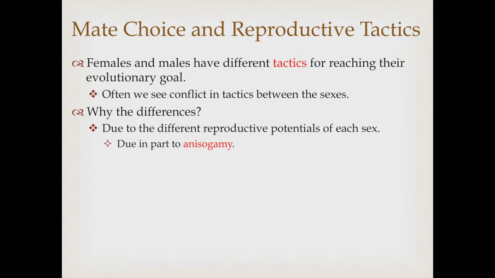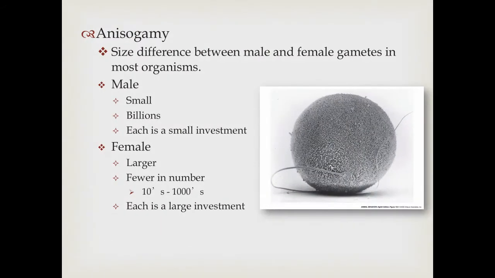So why do these differences exist? Well, this is due in part, at least, to the different reproductive potentials of males and females. And the basis for this springs from anisogamy. Anisogamy is based in the fact that there is a huge difference in the size and investment in female gametes versus male gametes. Sperm are small, males can make billions of them, so each one is a relatively small investment. Now compared to that, from the female's perspective, eggs are much larger. They can produce fewer of them because there are limited resources and time to make the egg. So each one represents a relatively large investment. And this is going to greatly influence how males and females approach reproduction.